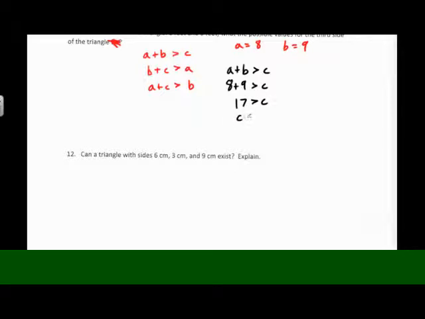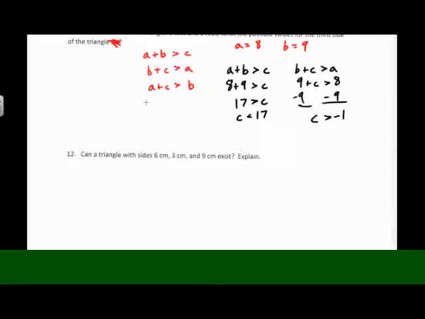So let's flip that around. C is less than 17. If I solve for B plus C is greater than A, then this would be 9 plus C, my unknown, which is greater than 8. Minus 9, minus 9. So C has to be greater than -1.